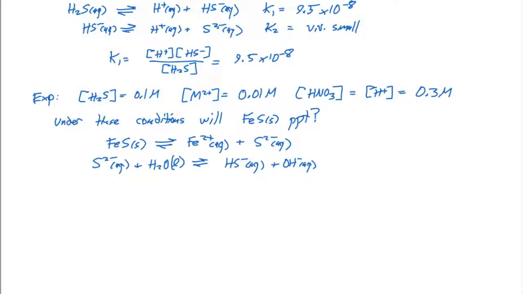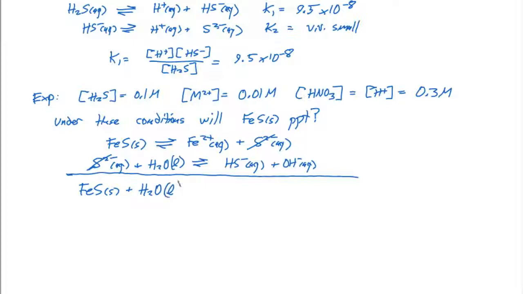So we now have two equilibrium expressions that we have to deal with. If we have two simultaneous equilibria, we can add them together. The S2- is present on both sides of the equation, so our overall equilibrium is FeS as a solid plus water in equilibrium with Fe2+ in aqueous solution plus HS- in aqueous solution plus OH- in aqueous solution.